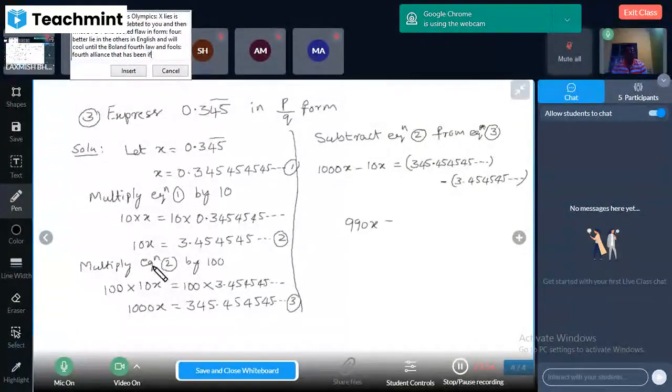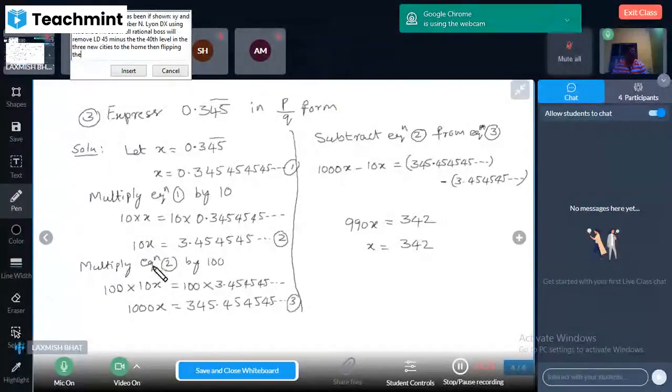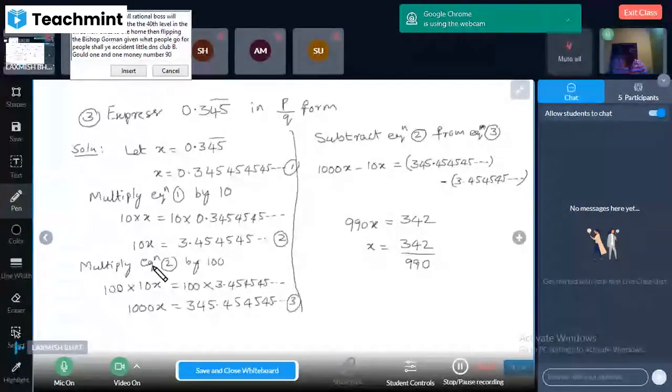So 1000x minus 10x is 990x is equal to, we cancel all the decimal parts, so we will have 345 minus 3. 345 minus 3 means it is 342. So x is equal to 342 divided by 990. So 3 plus 4 plus 2 is 9. 9 plus 9 is 18. So both sums are divisible by 9, by the divisibility test for 9.